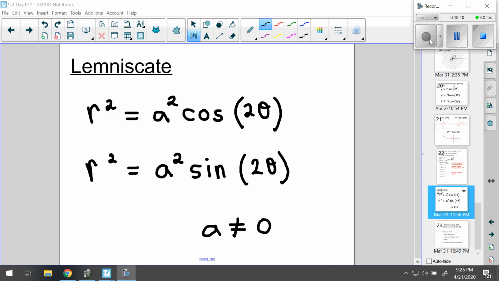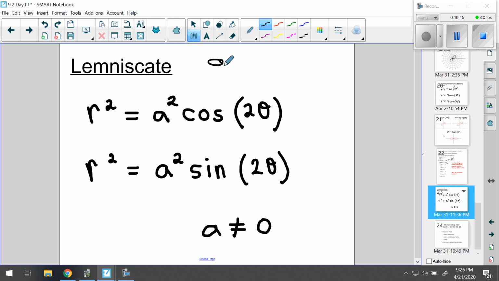Okay, so to summarize our lemniscate, it's going to take the form of r squared equals a squared cosine 2 theta, or r squared equals a squared sine 2 theta. Just a few highlights here. Obviously, r is no longer r, it's r squared, but also that front coefficient is no longer a, it's a squared. And so if you're curious as to the length of the petal of the lemniscate, you want to make sure to take the square root of that.